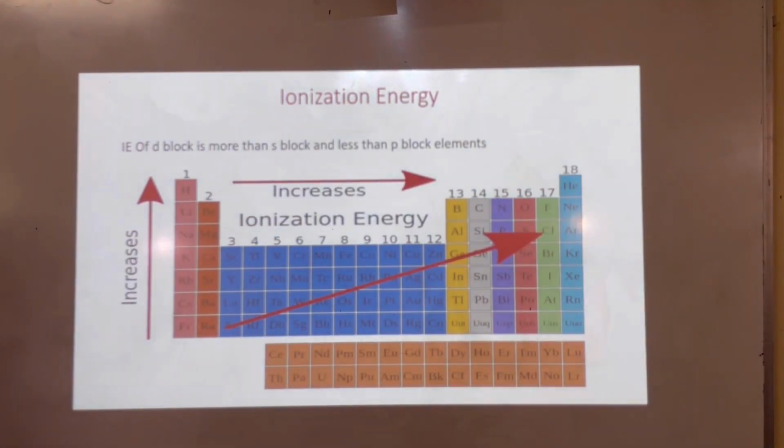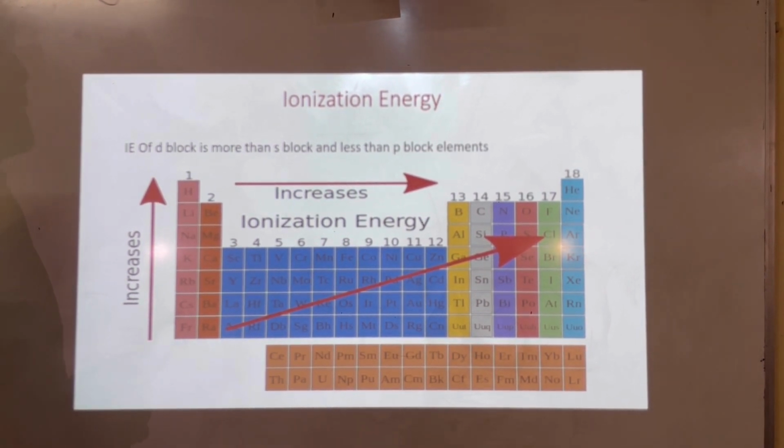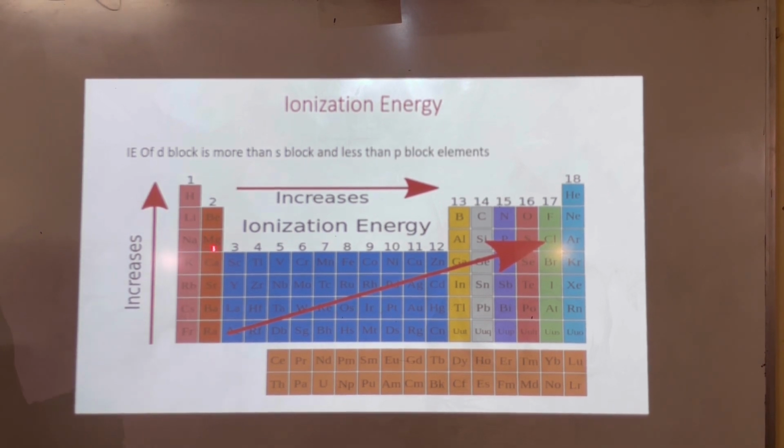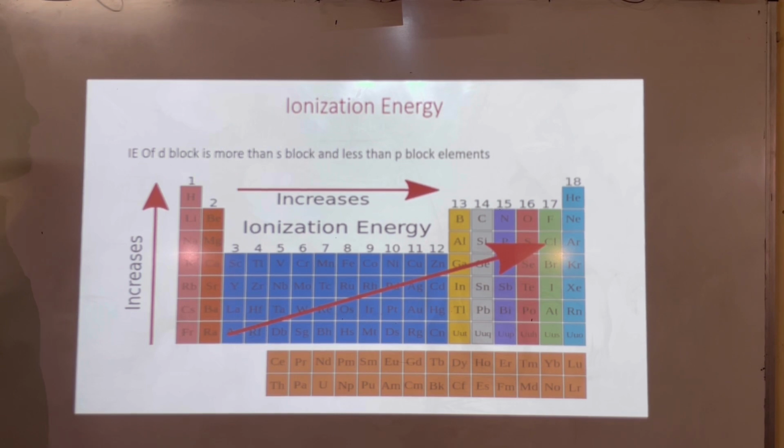Next property, that is ionization energy. Transition elements have more ionization energy than S block and less than P block elements.